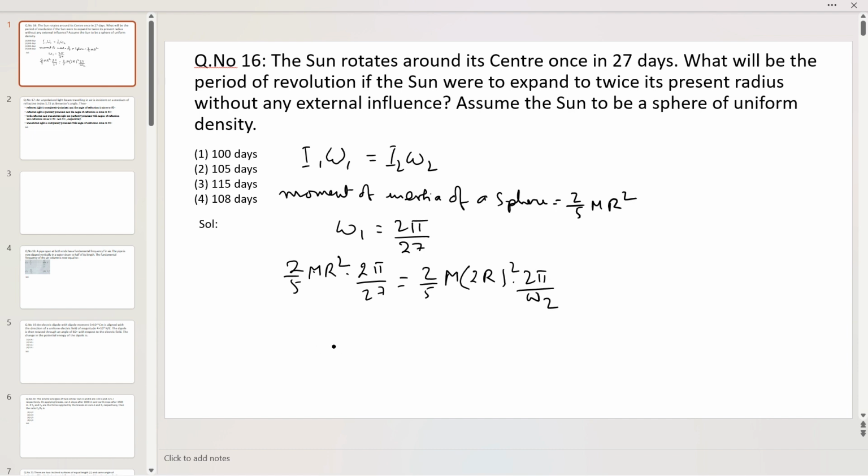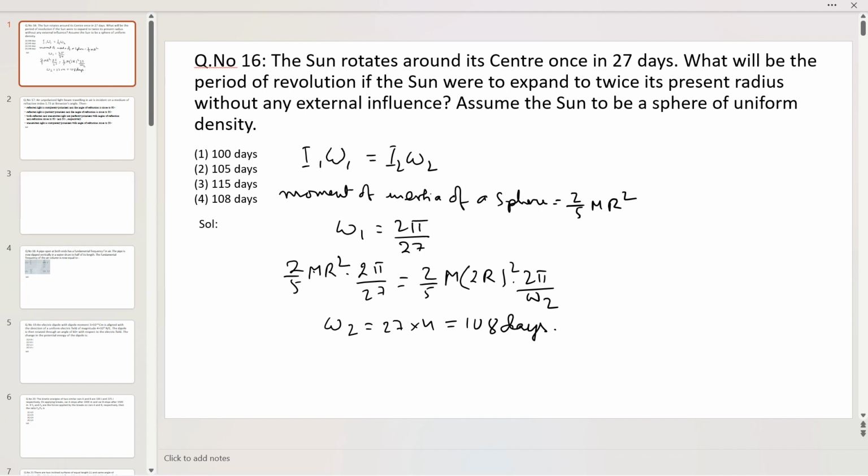Now I am not going to go into details, but if you solve this equation, m and r square will cancel out, 2 pi will cancel out. So when you solve this, you are going to get omega 2 equal to 27 into 4, that is equal to 108 days. So this is your solution. Now I am going to the next question.